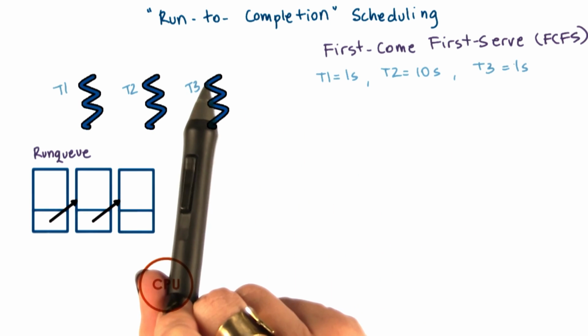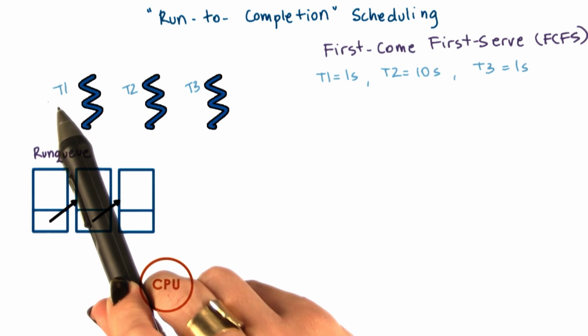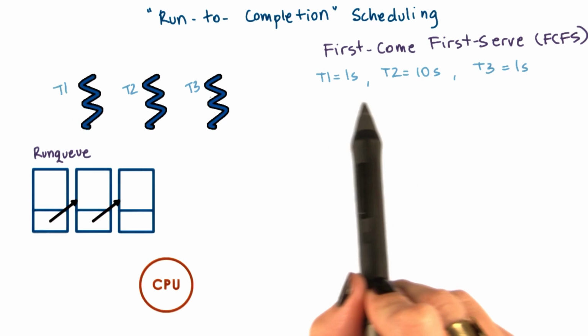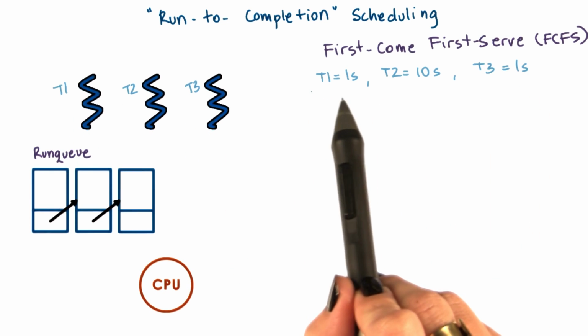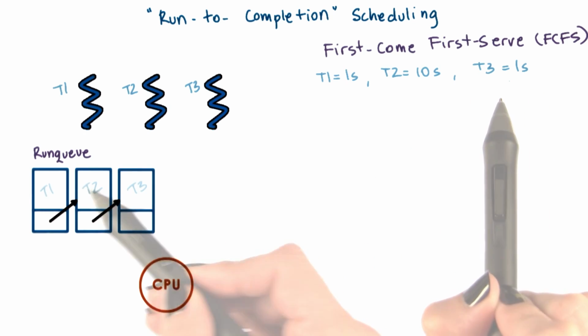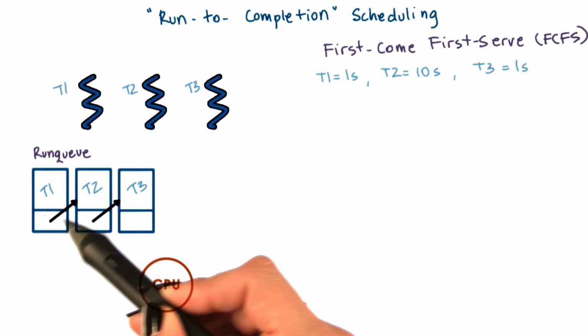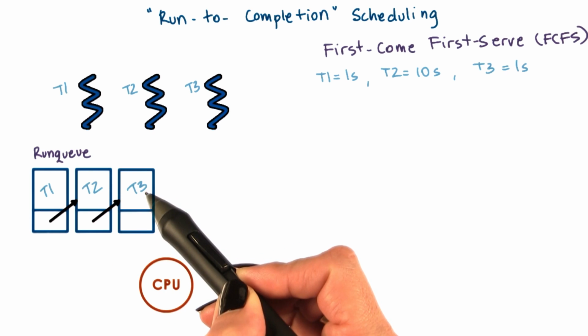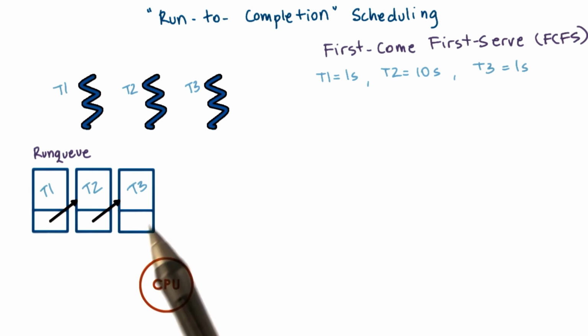Now, let's take a look at a scenario in which these three tasks, T1, T2, and T3, have the following execution times. T1 is 1 second, T2 is 10 seconds, and T3 is also 1 second. And let's assume they arrive in this order. So T1 followed by T2 followed by T3. So this is how they'll be placed in the run queue.